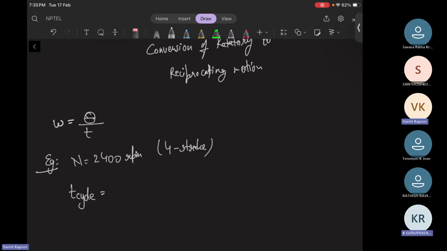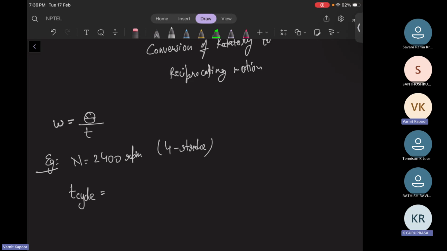Yes. 20 seconds or 1 by 20? 20 seconds is very high. If one cycle is taking 20 seconds, our car is not going to move. It will be very slow. So omega is theta by t.